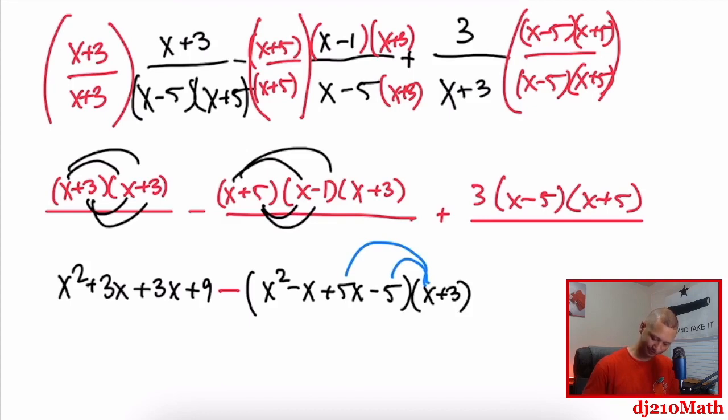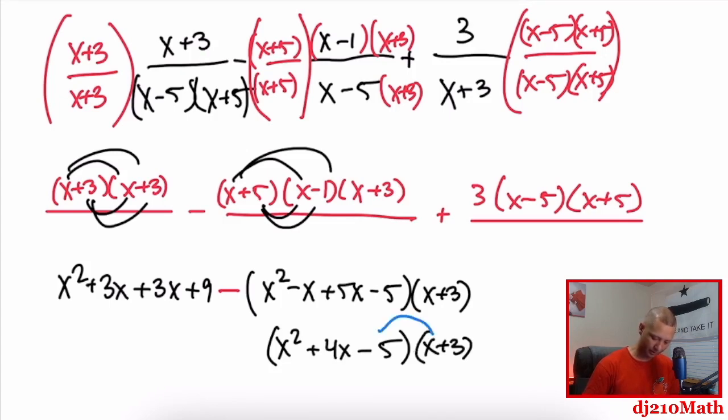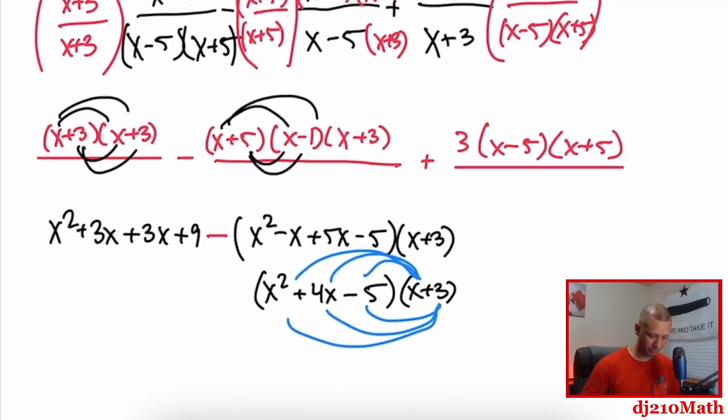I don't want to distribute it just yet. Let's combine these. So combining like terms, we're going to get x squared plus 4x minus 5, going to be times x plus 3. And now I can distribute. Every term in the left gets multiplied by the term in the right.